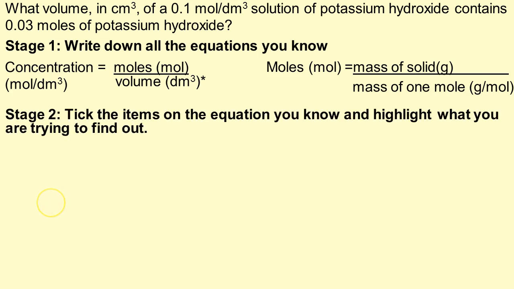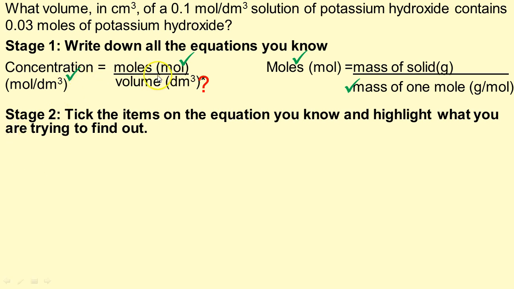Secondly, identify what you already know from the information given in the question, what you might be able to also calculate given a periodic table, and finally, what you're not sure of and the question asks you to calculate. So the question gives us the concentration. It also gives us the number of moles of potassium hydroxide. It also doesn't give us, but we can calculate using the periodic table, the mass of 1 mole of potassium hydroxide, and it asks us to calculate the volume.